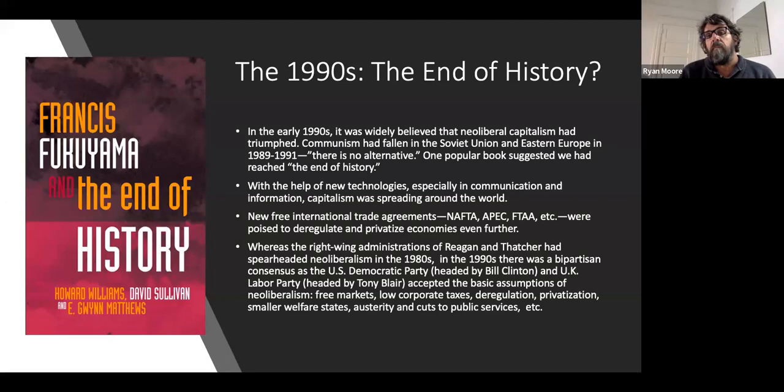And in the second half of the 1990s, we'll see that a number of social movements began, as the course of the 1990s went on, to chip away at this consensus and to challenge it.